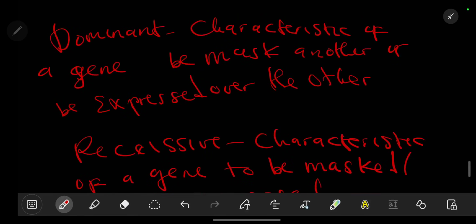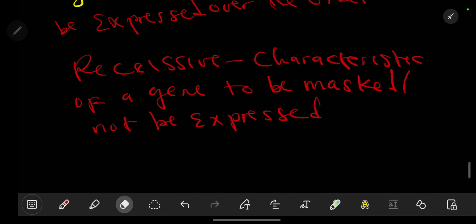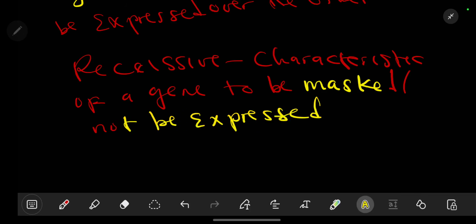So that is basically, just as we have said, dominant is the characteristic of a gene to mask another or be expressed over the other. And also recessive is the characteristic of a gene to be masked, the one that is not shown, or rather not expressed. That's the characteristic of being recessive.